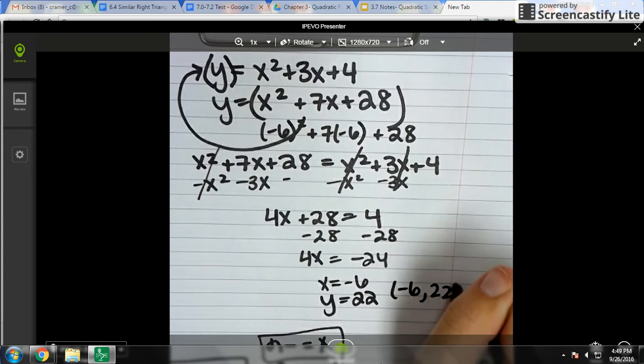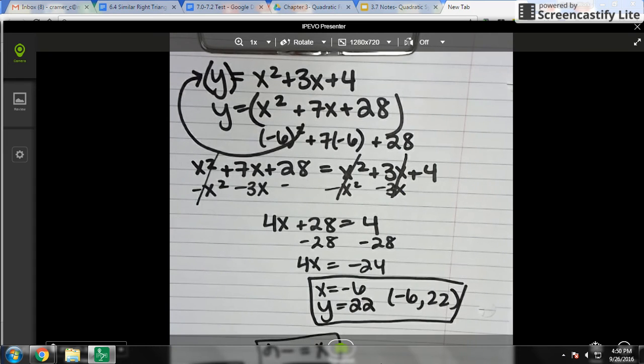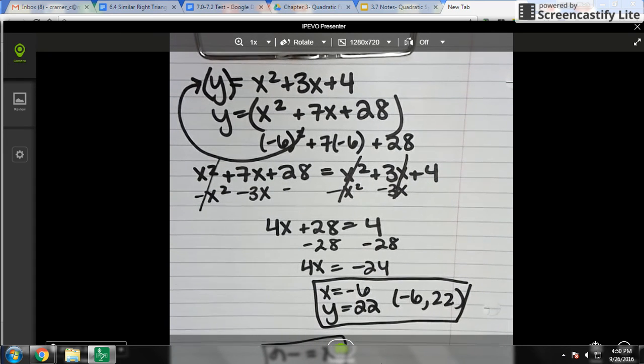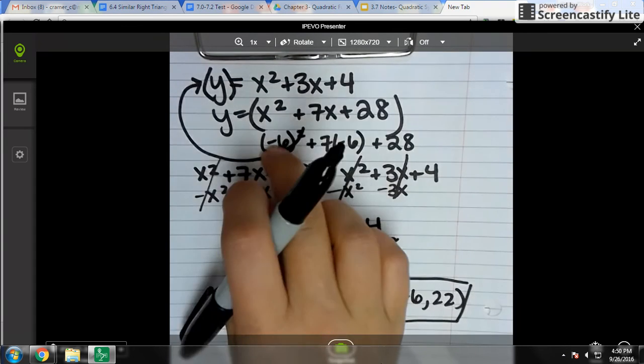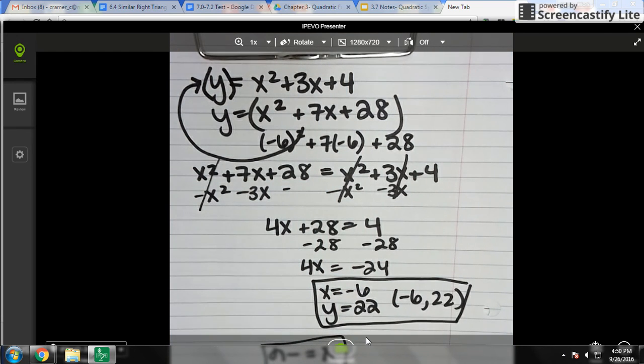Again, we can write it either way. So either way, you get the same answer. It's just two different ways of solving. Substitution is plugging it in for the other. Elimination is stacking it on top of each other and subtracting.